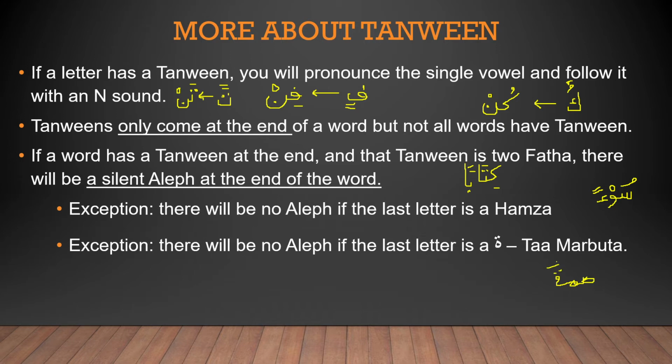See, again there is no alif at the end. The only place where there will be an alif is when there is no ta marbuta and no hamza and there is a tanween, which is a fathatain. If there is fathatain, then there will be a silent alif at the end. But if the last letter is a hamza or a ta marbuta, then there will be no alif, even if it has a fathatain on it.